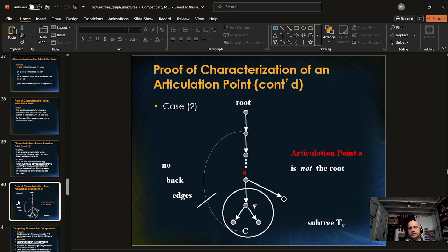Proof of characterization of an articulation point, continued. I have case 2 and I have the root. And here the point A is identified as not being the root, and we have no back edges going back to it.